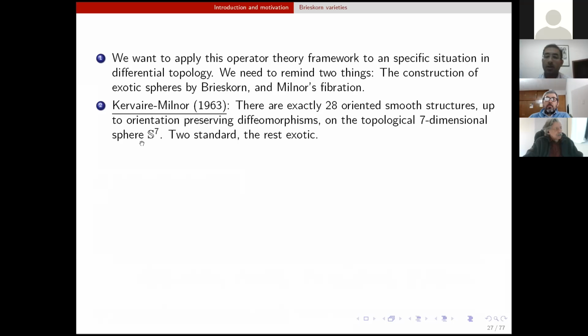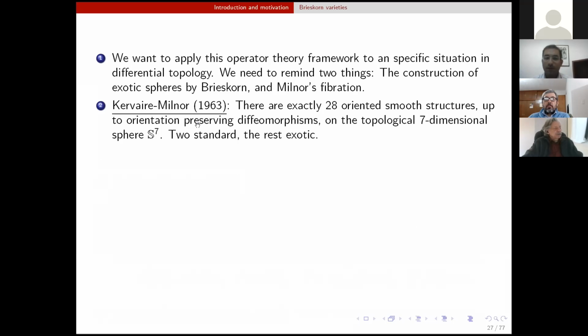So two of them are standard, the others are exotic. They're called exotic. Right before Milnor, people were more or less assuming that there is only one smooth structure on, for example, spheres. But Milnor first discovered that on the 7-dimensional sphere, there are some exotic smooth structures. I mean, there are smooth manifolds whose smooth structure is not diffeomorphic to the usual one. So they are called exotic. Several years later, using some technology he developed with Kervaire, they counted those. They discovered that there are exactly 28 oriented smooth structures on the 7-dimensional sphere.